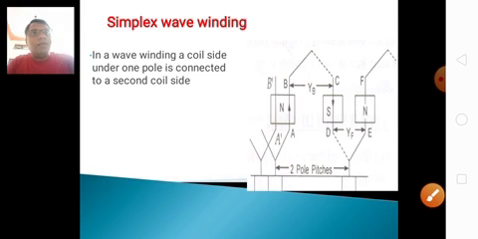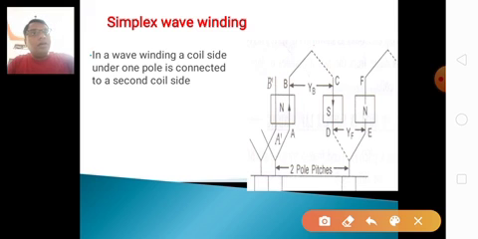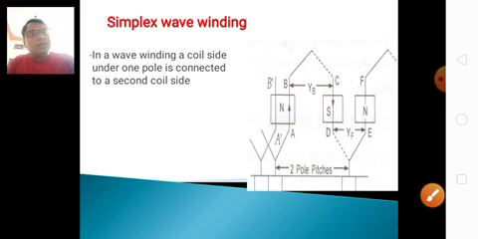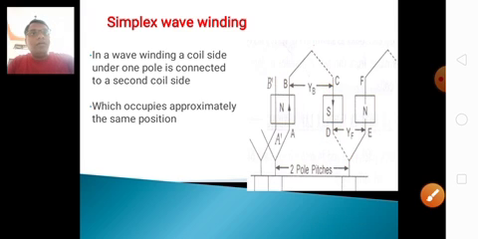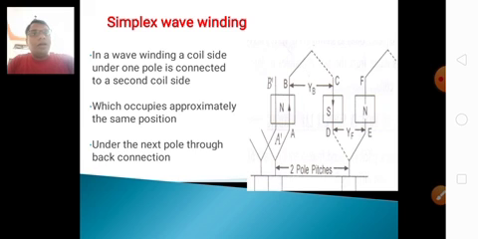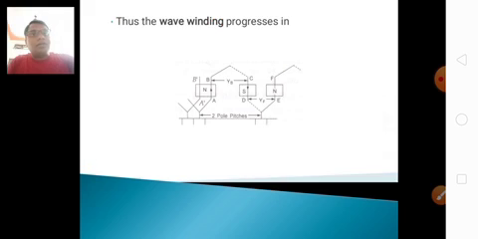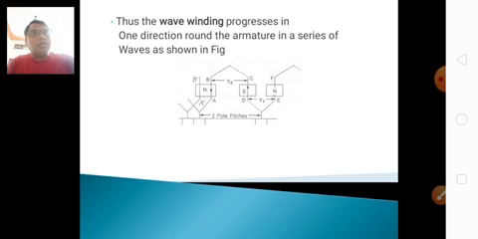Simplex lap winding. In a wave winding, a coil side under one pole is connected to a second coil side. Here in a lap winding, this south pole is connected again to a north pole only, but in a wave winding, this south pole coil is connected to the coil of another north pole. So the difference is this: it occupies approximately the same position under the next pole through the back connection. Thus the wave winding progresses in one direction around the armature in a series of waves. So like series winding, that is known as wave winding.